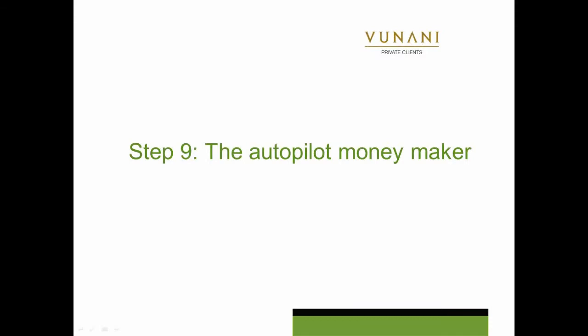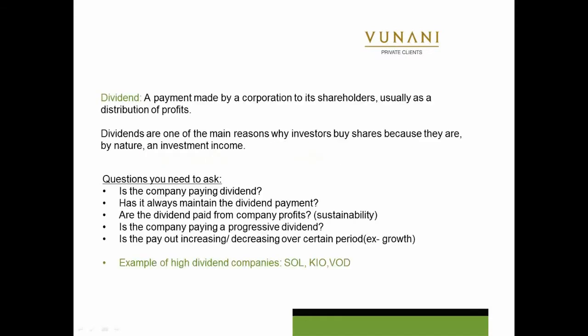Step 9, autopilot moneymaker. This is the reason why people invest. You invest because you're expecting a dividend. You buy a company because it must share what it has made with you in the form of a dividend. It's a payment made by a corporation to its shareholders, usually as a distribution of profit. So when a company makes profit, it pays a dividend. A company that doesn't make profit will struggle to pay a dividend.